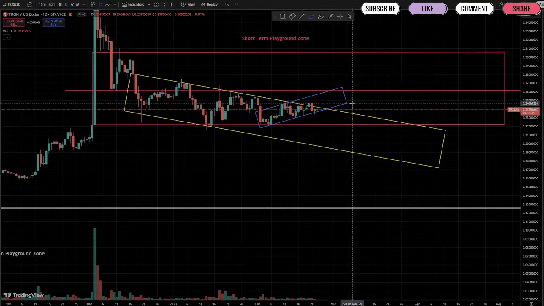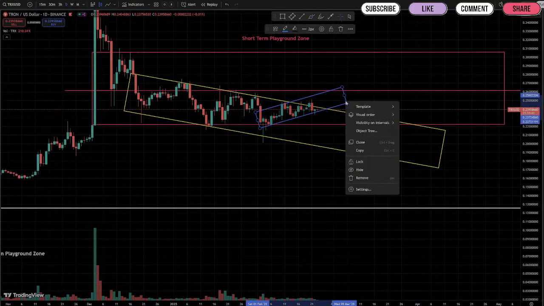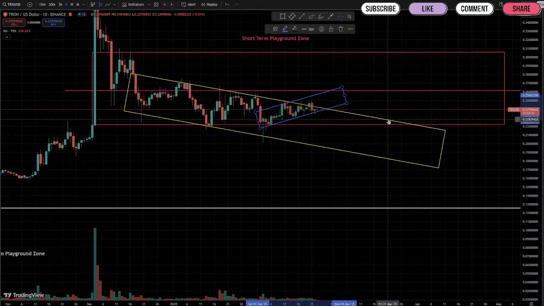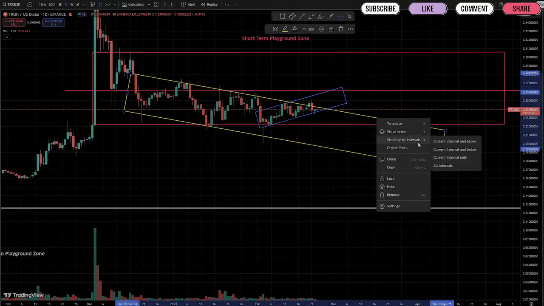I'll keep these boxes over here and set them to just this daily time frame, and then next week we can come back and take a look and see what actually happened.